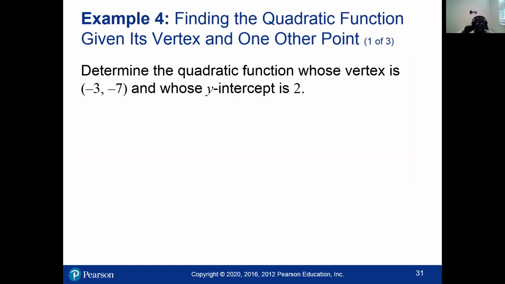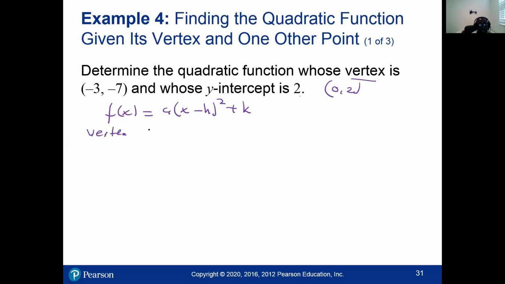So here's an example. Determine the quadratic function whose vertex is (-3, -7) and whose y-intercept is (0, 2). Now y-intercept, don't forget, is when x is equal to 0, what is the function? All right, so the function is f of x. Since we have the vertex, it is a times (x minus h) all squared plus k.